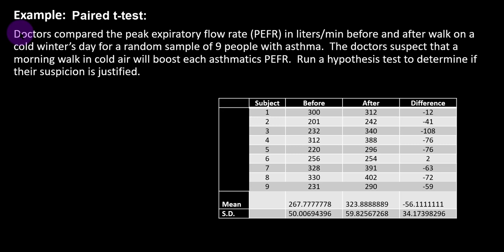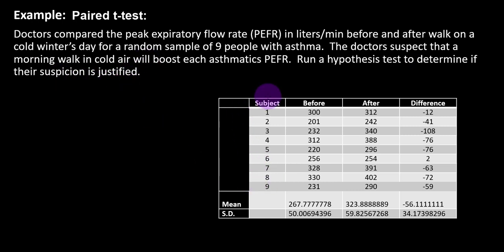In this video, we're going to look at an example of the paired t-test. Doctors compared the peak expiratory flow rate in liters per minute before and after a walk on a cold winter's day for a random sample of 9 people with asthma. The doctors suspect that a morning walk in the cold air will boost each asthmatic's peak expiratory flow rate. Let's do a hypothesis test to determine if their suspicion is justified.